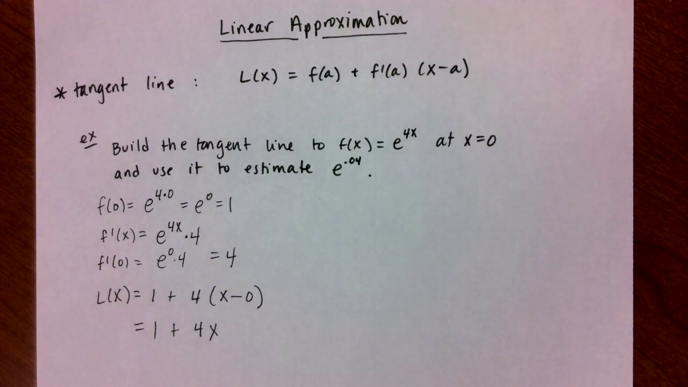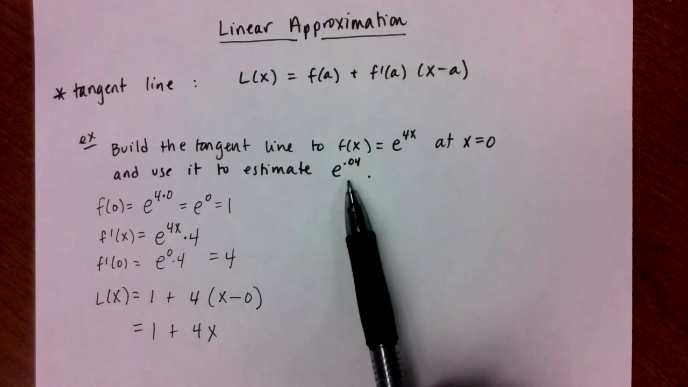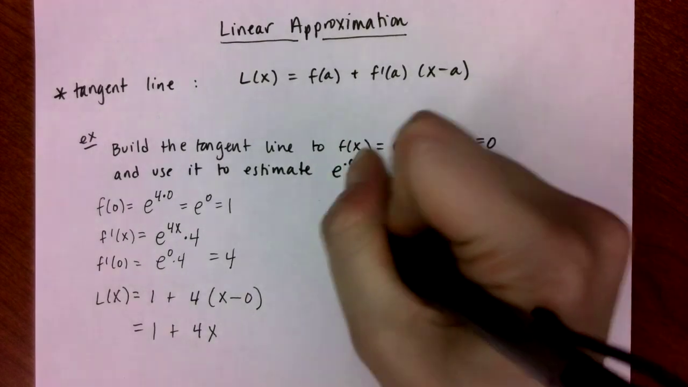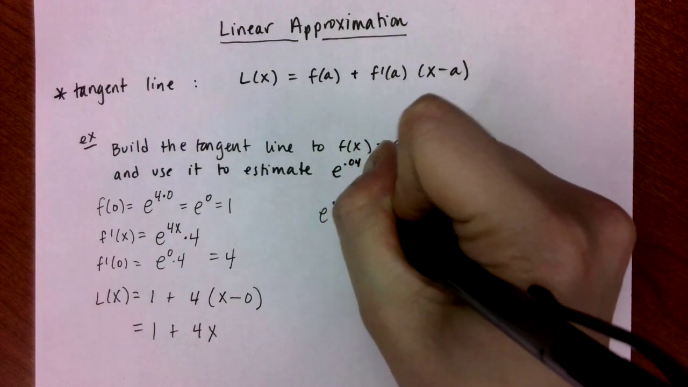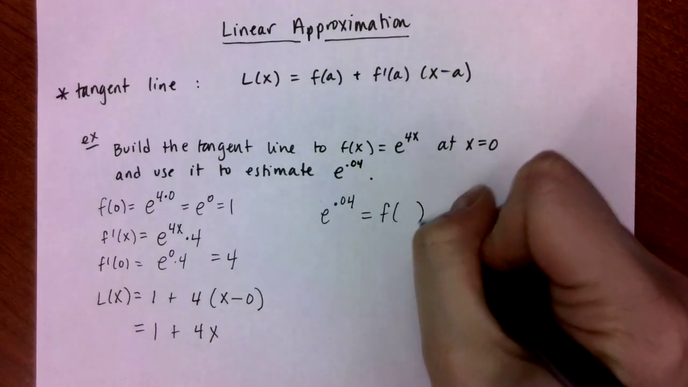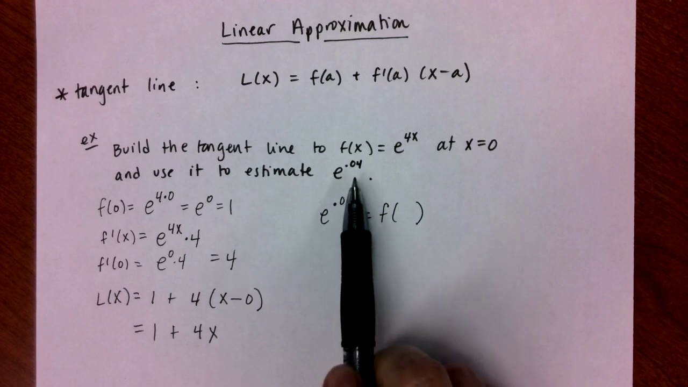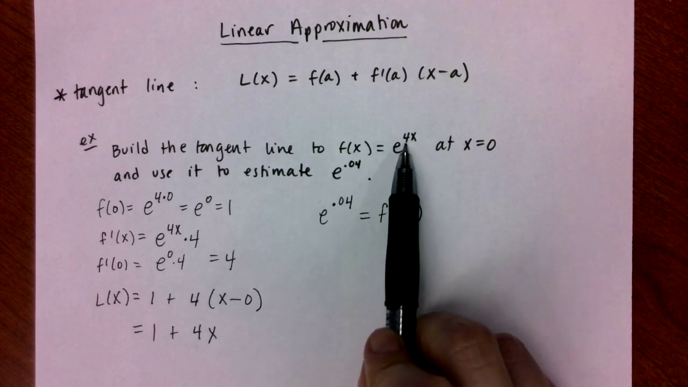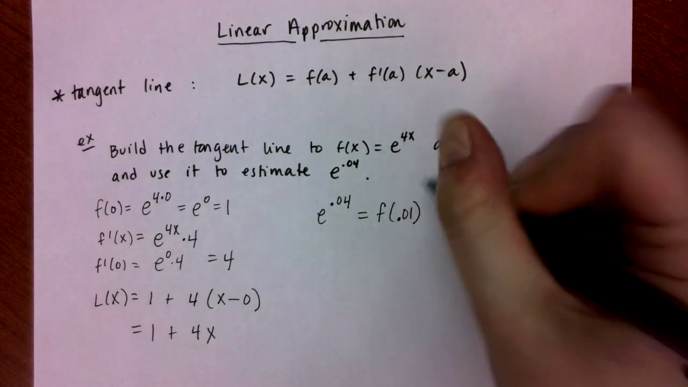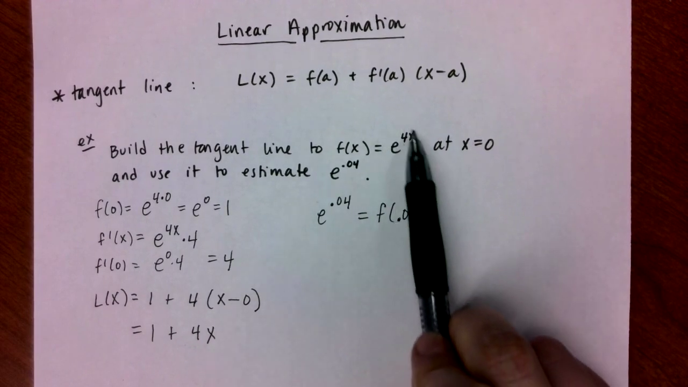Okay, so for the second half of the question, we want to use this line to estimate the value of e to the 0.04, essentially without a calculator. So we want to start by deciding what number has been plugged into this function to give us e to the 0.04. So because the 4 is part of the original function, this is actually f of 0.01, right? If I plug that number in for x up here, I'll have e to the 0.04.